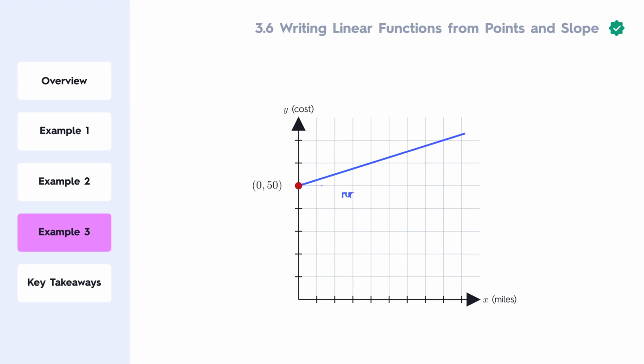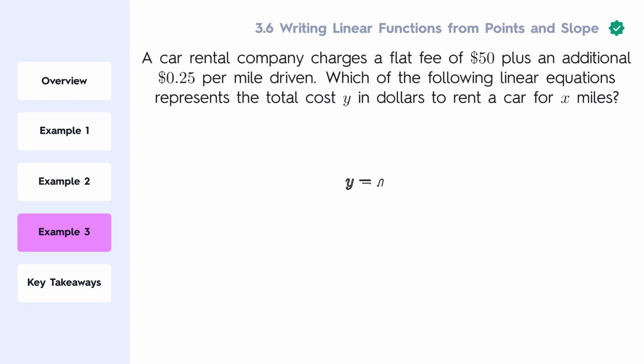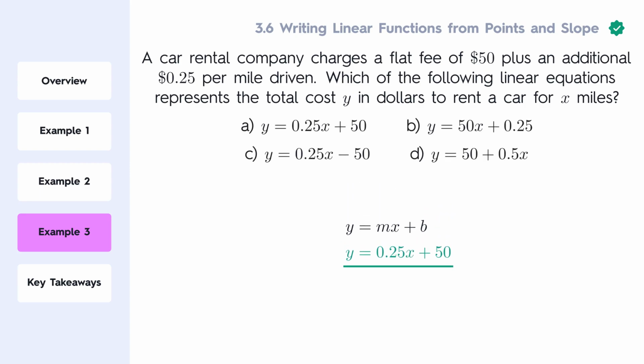Next, we are told that the company charges an additional 25 cents per mile driven. This is the slope of our equation because it represents how much the total cost increases for every extra mile driven. We can now write the equation in slope-intercept form, where m is the slope and b is the y-intercept. In this case, the slope m is 0.25, the cost per mile, and the y-intercept b is 50, the flat fee. The total cost is y equals 0.25x plus 50, which corresponds to answer choice A.